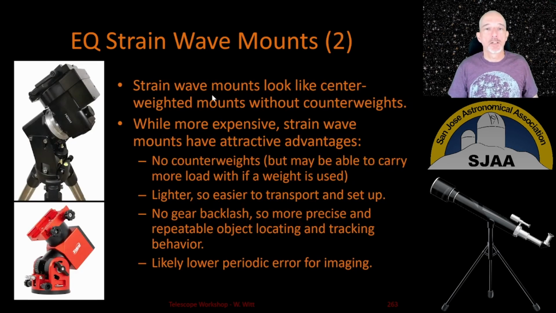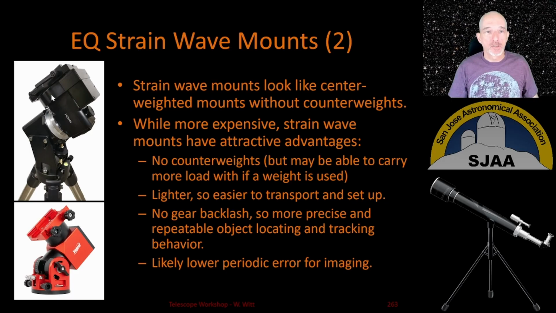So strain wave mounts kind of look like what we called center weighted mounts. It's a type of equatorial mount, but without the counterweights. That's a key difference here, right? The other types of equatorial mounts we saw had a counterweight bar sticking out here with a heavy counterweight perhaps, but on these mounts you don't have that. And so while these mounts are more expensive than traditional equatorial mounts, strain wave mounts have attractive advantages. So like we said, no counterweight, although sometimes you can still add a counterweight to achieve more carrying capacity, but you can get away without a counterweight for a lot.